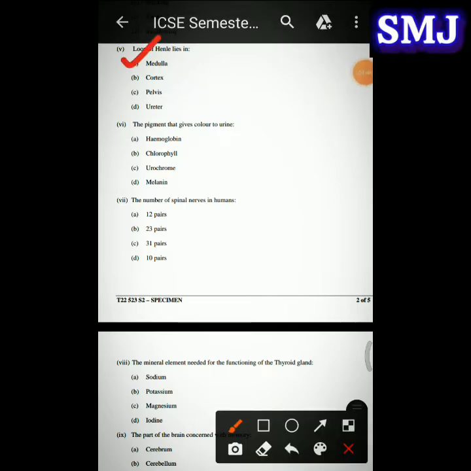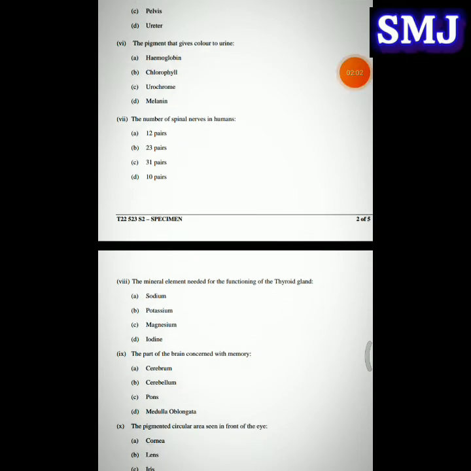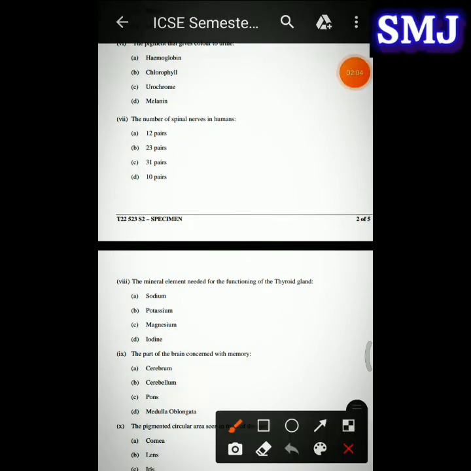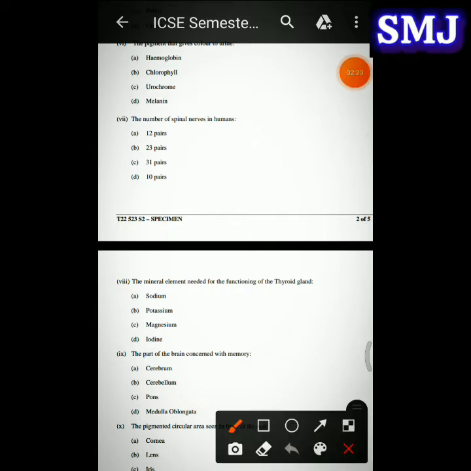Next question. The pigment that gives color to urine is. The answer is option C, urochrome. Next question. The number of spinal nerves in human is. Answer is 31 pairs.